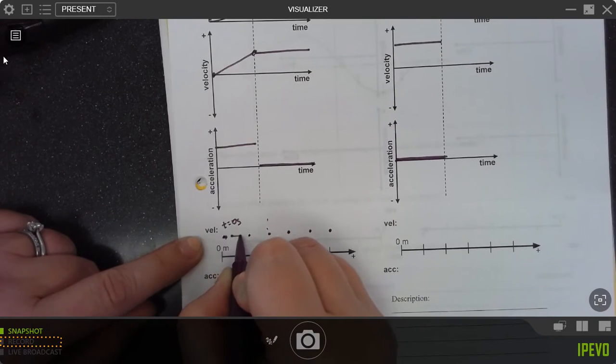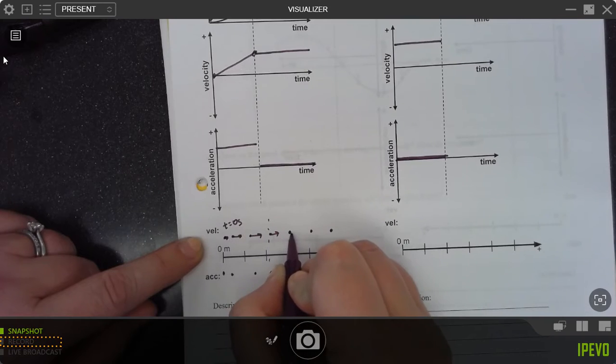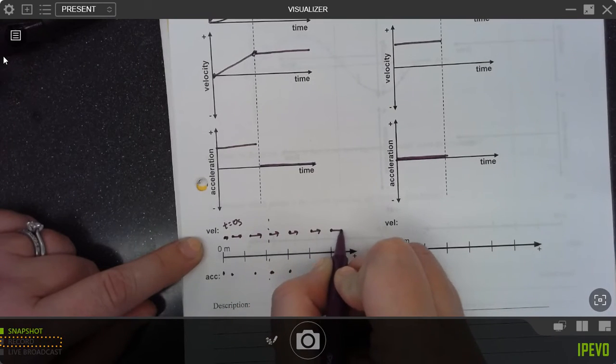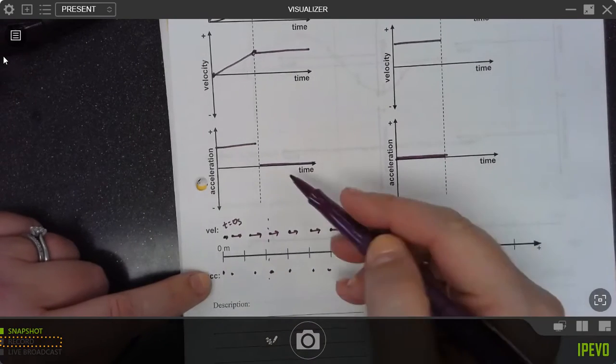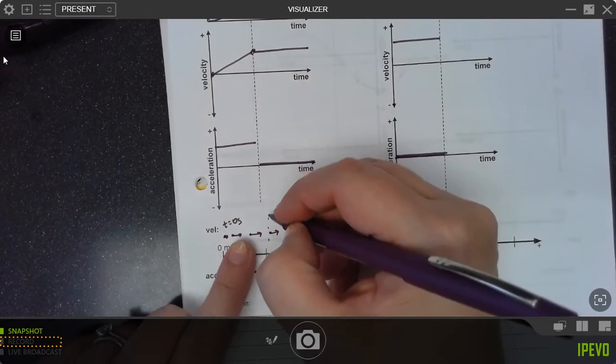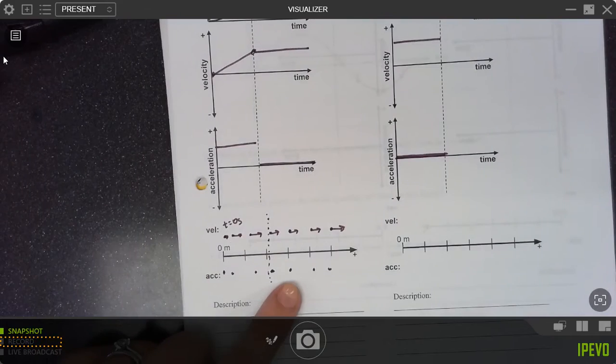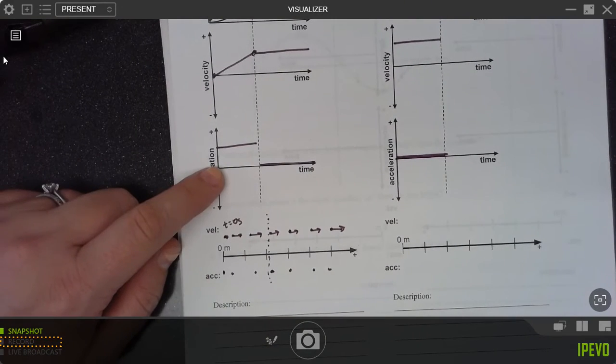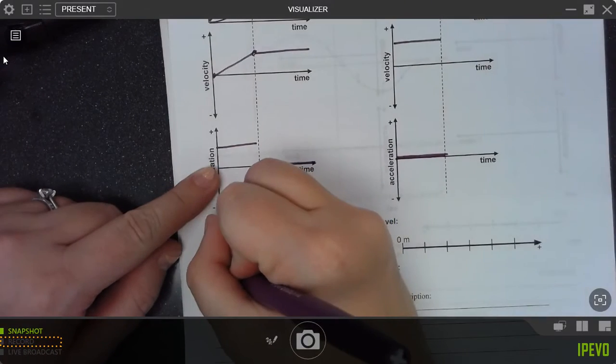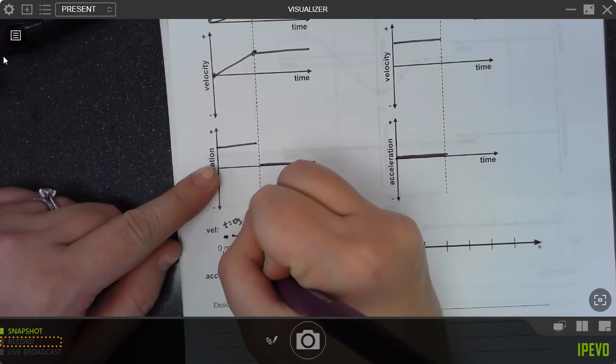Velocity should have arrows that kind of change length and then become constant. Acceleration is going to be 0 at the end. So after this little dash line that I drew to kind of go with the dash line that was up here, I'm not going to have any acceleration. Before that, I have a constant positive acceleration. I'm going to have arrows that are all the same length before that.